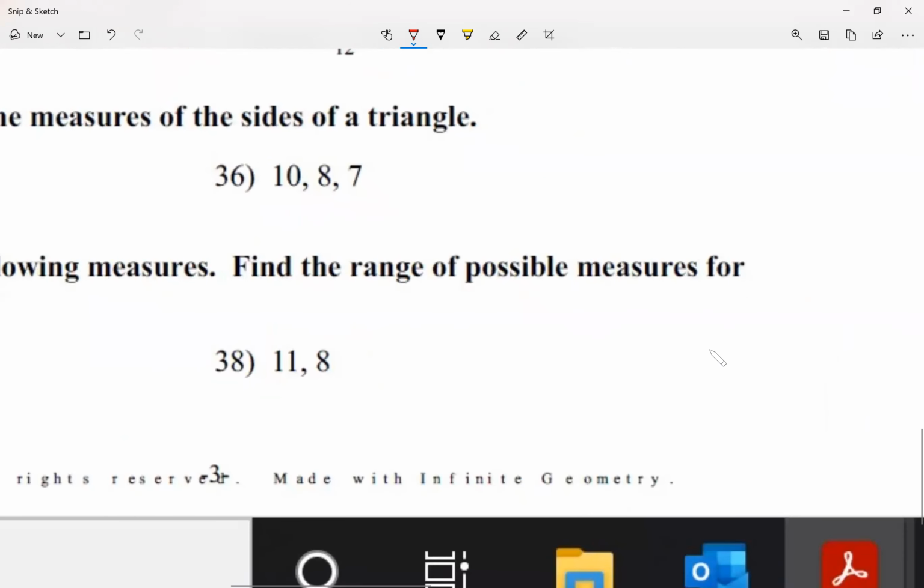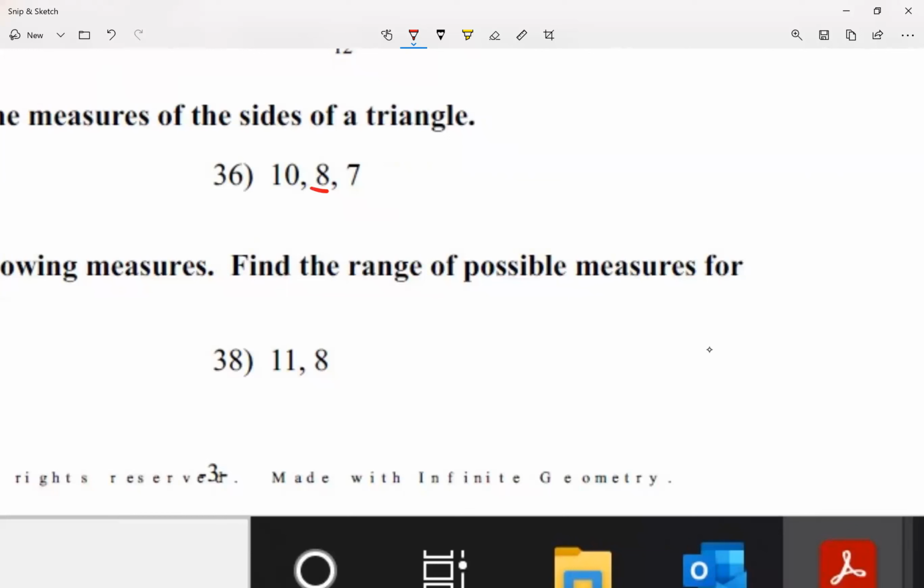Looking at question number 36, the two small numbers are 8 and 7. So then I'm going to add those two numbers and I'm going to ask myself, is 8 plus 7 more than the third number? Is 8 plus 7 more than 10? Right? 8 plus 7 is 15. So is 15 more than 10? Yes, I can make a triangle out of those three sides.